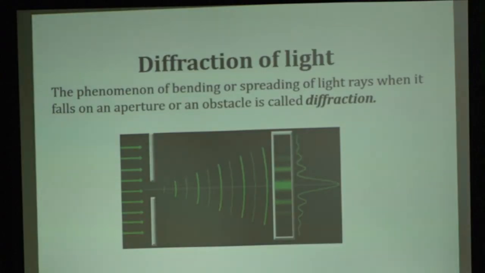So let us do a simple experiment to show the diffraction of light. And in our daily life, we may not observe diffraction as much as reflection, because the phenomenon of diffraction is very rare. So let us look at a few examples of diffraction.